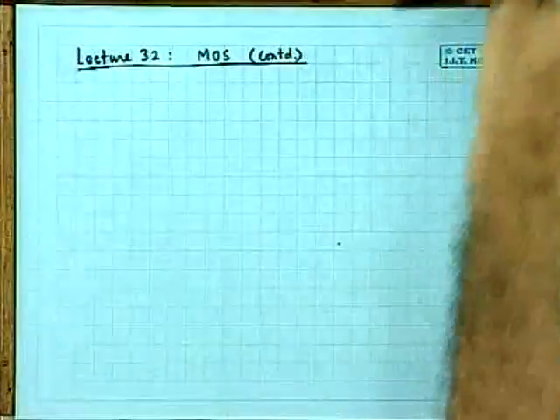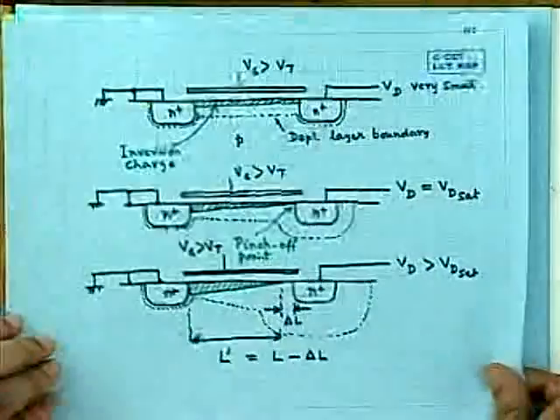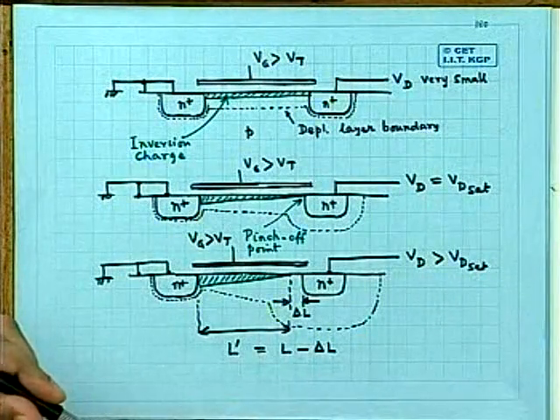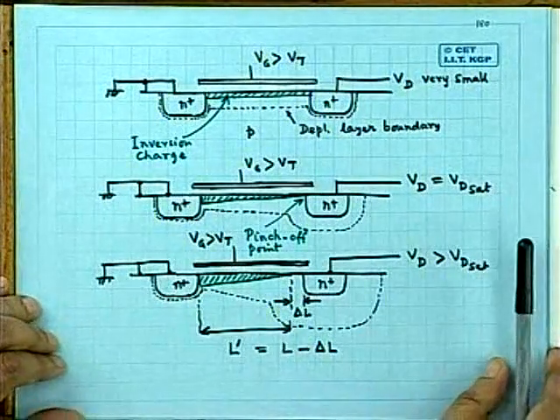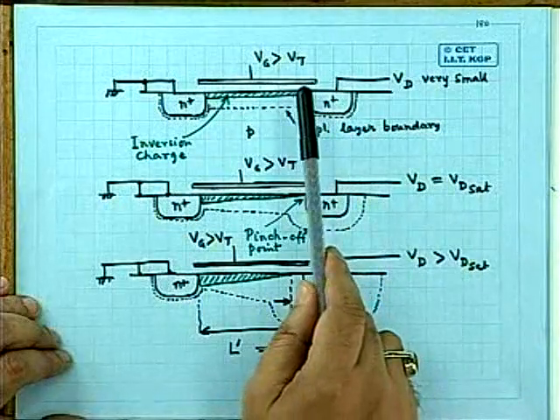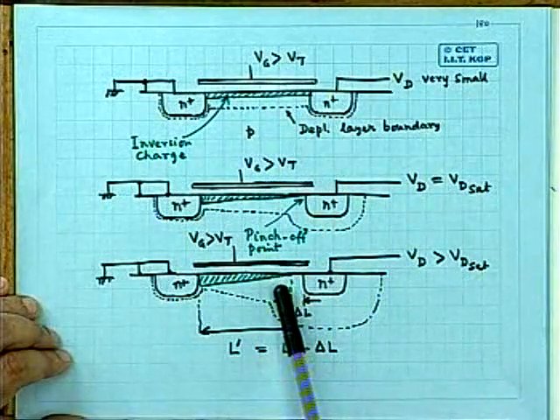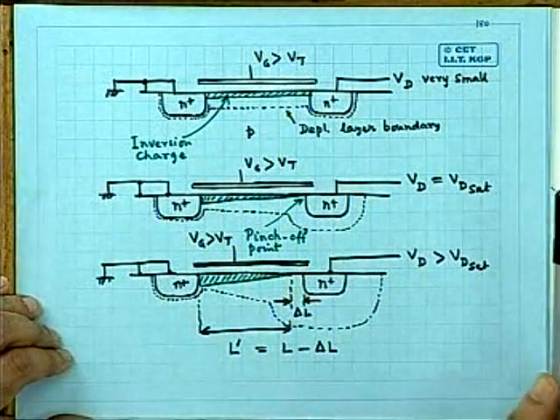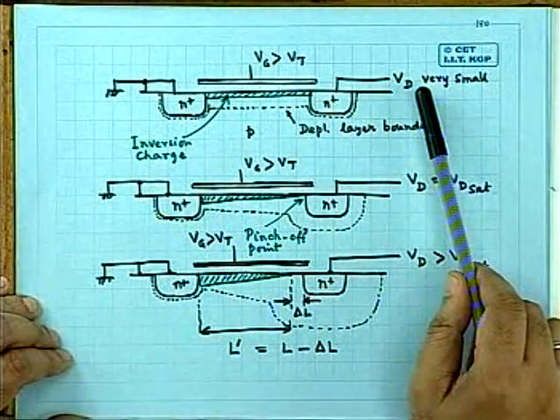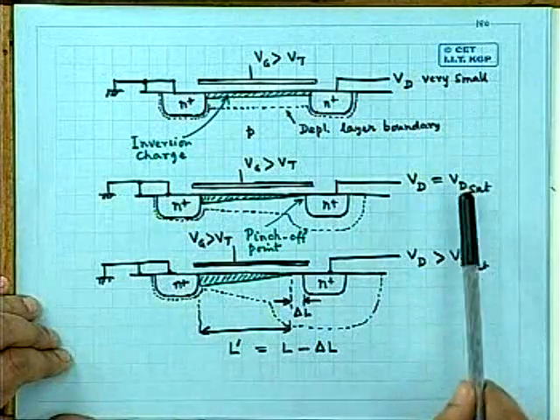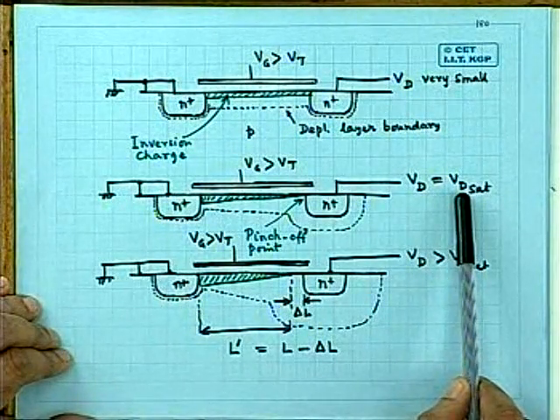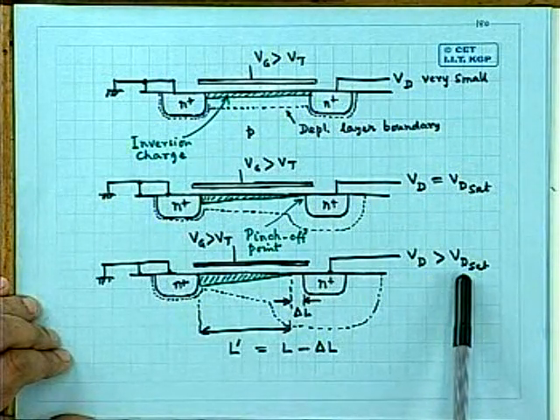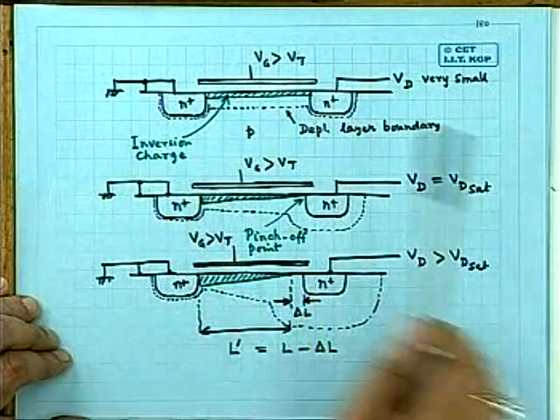At the end of the last lecture, I drew this diagram for the different conditions of the MOSFET which prevail for all three cases depicted here. Vg is more than Vt. That means the inversion layer has been formed. But in the first diagram, Vd is either 0 or very small. In the second diagram, Vd is equal to Vd sat. And in the third diagram, Vd is more than Vd sat. You see the shape of the inversion layer.